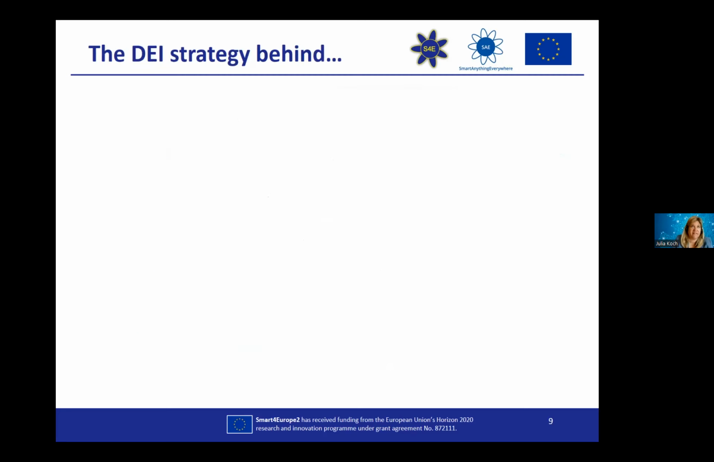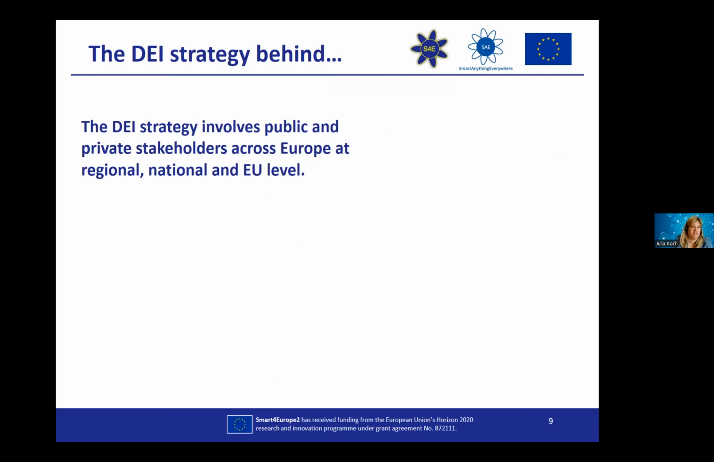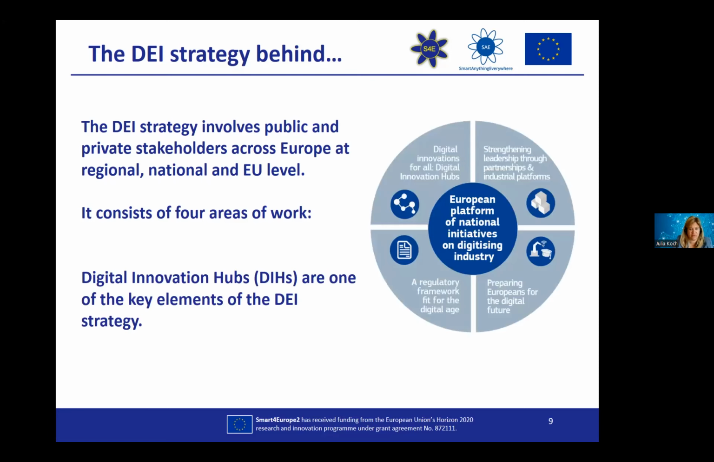The plan was to focus on the European network. There's the strategy behind it, called the Digitizing European Industry Strategy. That involved public and private stakeholders across Europe, and this was mainly important at a regional, national, and also EU level. This strategy was focusing on 4 pillars, so areas of work.